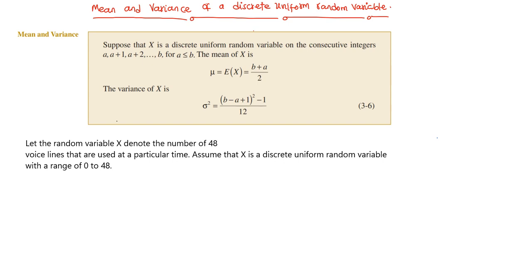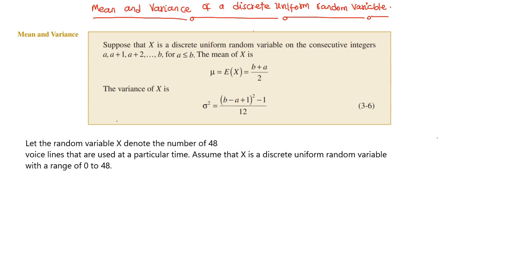Before that, let's look at what a discrete uniform random variable is. A discrete uniform random variable is a random variable where all the possible outcomes have equal probabilities. If the possible outcomes of the random variable have equal probabilities, then we term them the discrete uniform random variable.